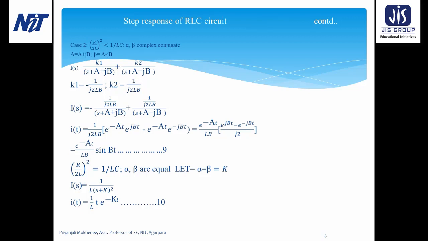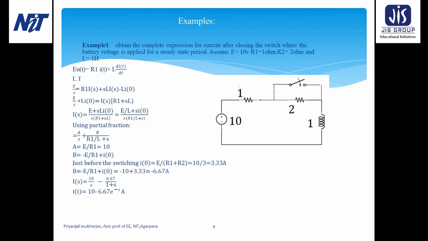So for the different values of R by 2L and 1 by root LC, we are finding out the three different types of response of this RLC series circuit. Let's take an example, and here we need to find out the complete expression of current after closing the switch when the battery voltage of 10 volts is applied for a steady state period.